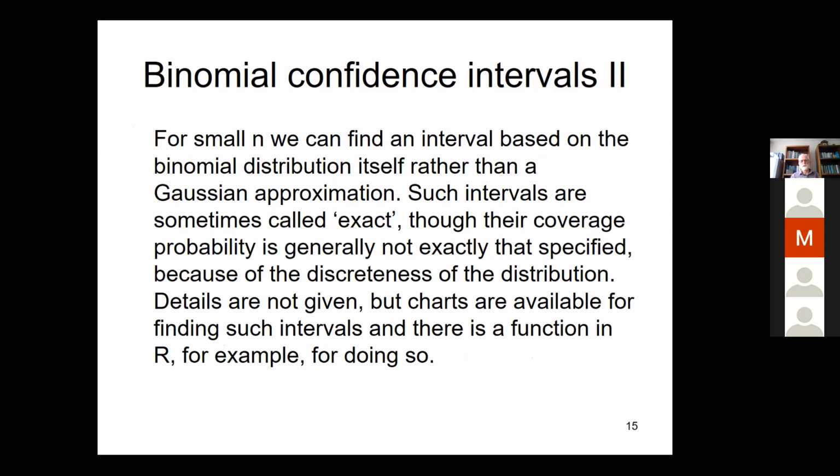There's also something called an exact interval. It is exact, it's based on the discrete distribution of the binomial, but the problem is that because the binomial is discrete, it's only exact for certain probabilities. There are jumps between them. So for instance, you couldn't necessarily get a 95% interval. You might be able to get a 97% or a 94.5%, but you can't get exactly what you want.